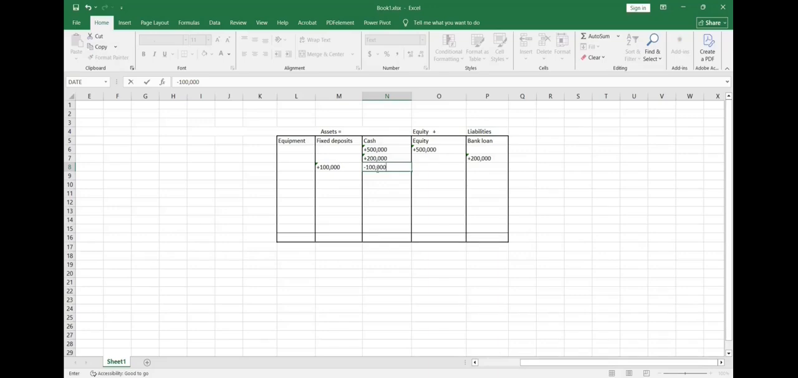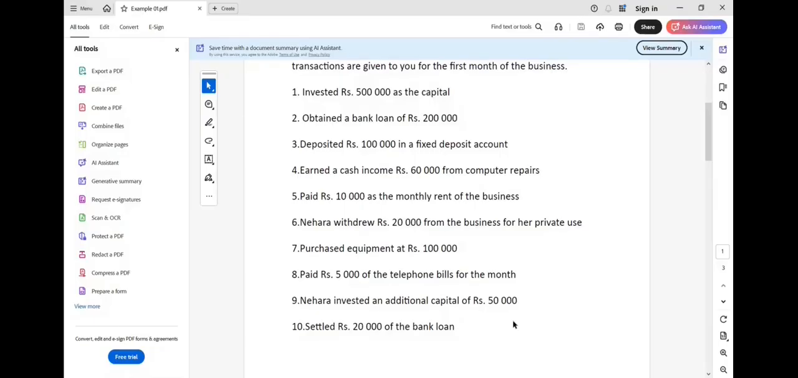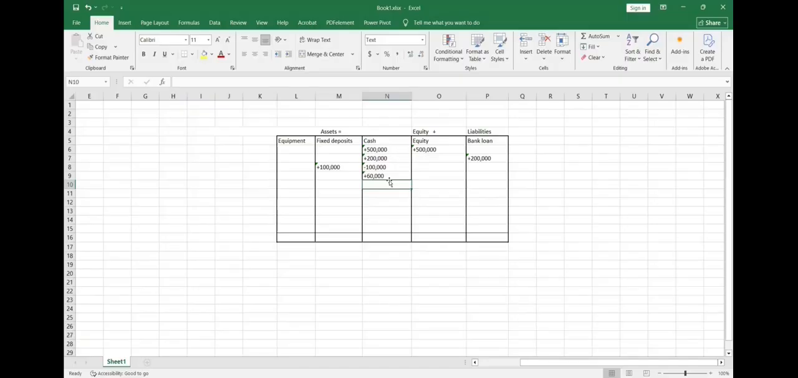We take cash out from our cash drawer and we deposit it in the bank. Then our fixed deposit amount is increased by 100,000 and our cash amount is decreased by 100,000. Fourth one: earn a cash income of 60,000 from computer repairs. Now here this is revenue because this has been earned. So cash should be increased by 60,000. Because here we received money, when we received money, we put it inside the cash drawer. So this should be increased by 60,000. Income belongs to the owners. So equity should be increased by 60,000.